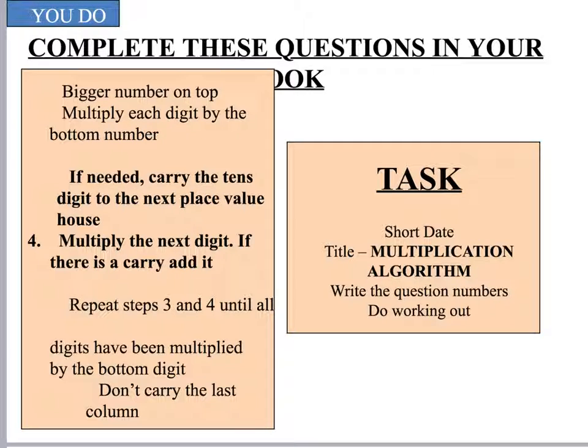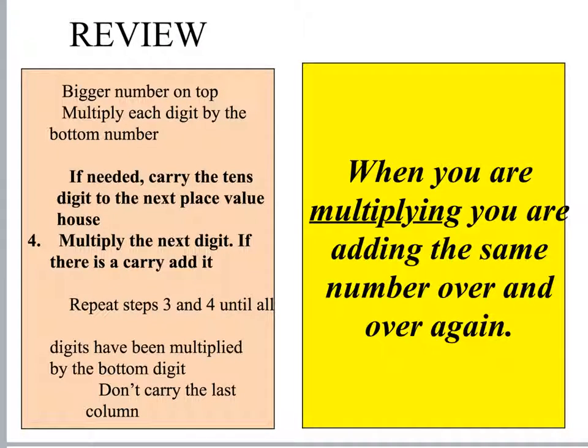How'd you go? Well, I hope that you've done really well, and I look forward to marking that work later on. Today, boys and girls, we're remembering that we were multiplying 2 digits by 2 digits. Remember, when you are multiplying, you are adding the same number over and over again. It is always repeated addition, but sometimes that number gets too big, and we have to use this algorithm.